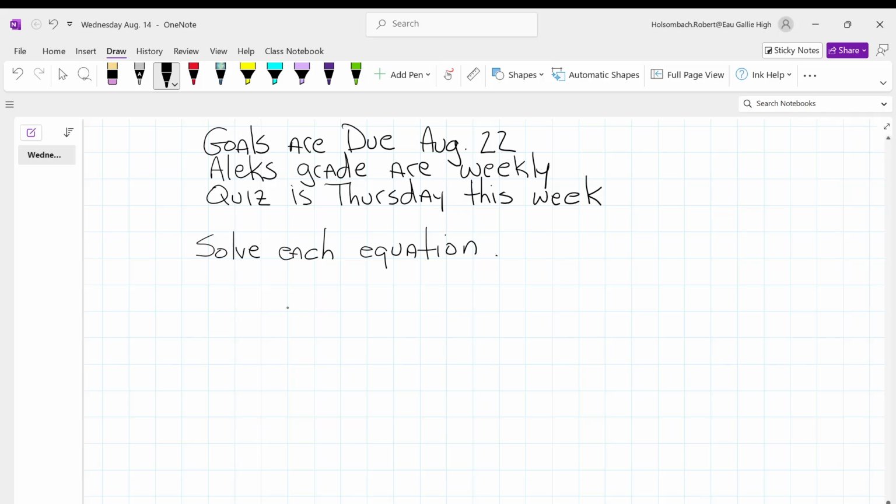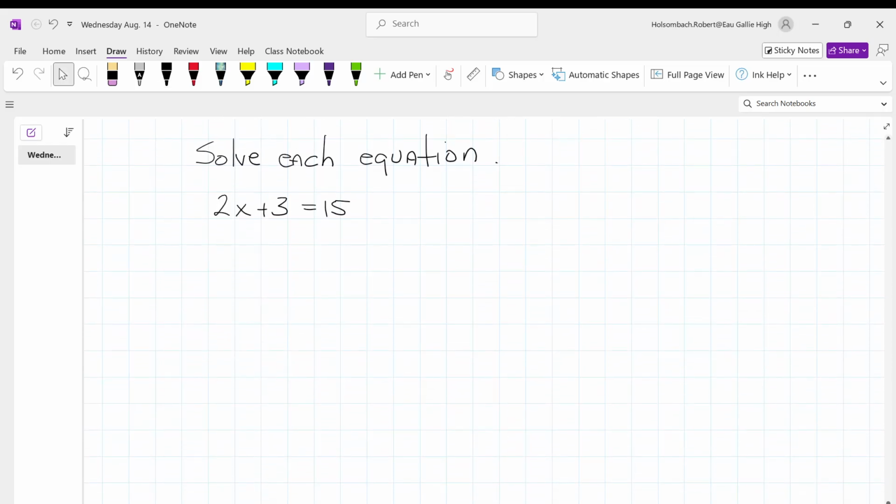The first equation that we're looking at is a two-step equation, and it is 2x + 3 = 15. When we're solving equations, we're trying to get the variable by itself. In order to get this 2x by itself on one side of the equal sign, we're going to subtract 3 from each side. So we end up with 2x on the left-hand side. The positive and negative 3 cancel each other out. And that 2x is equal to 15 - 3, which is 12.